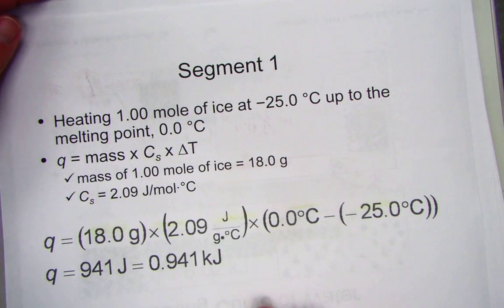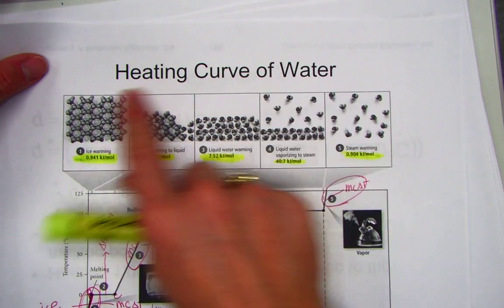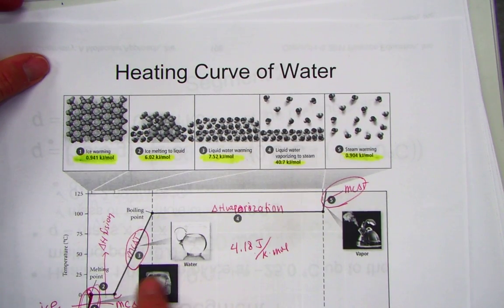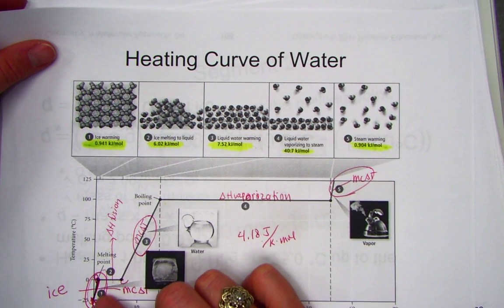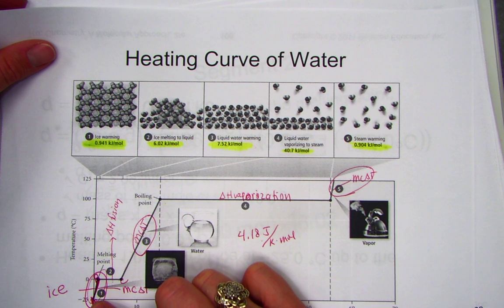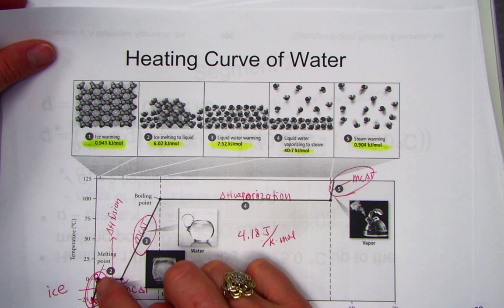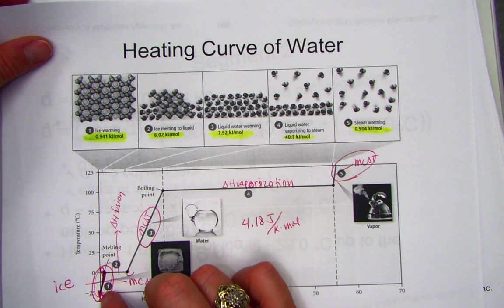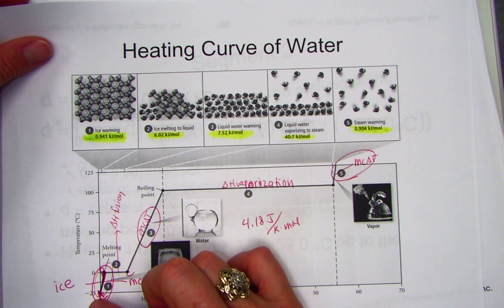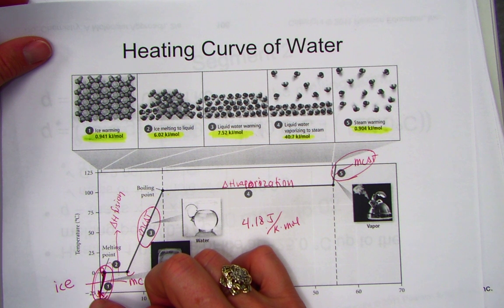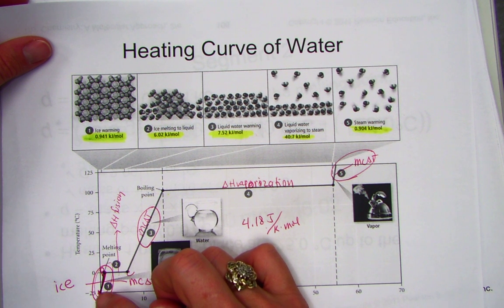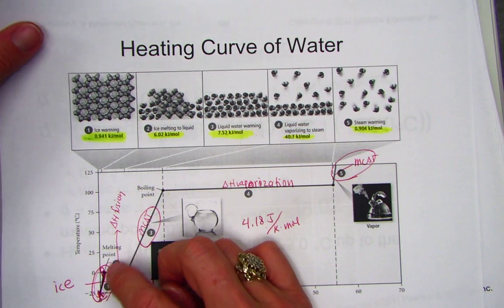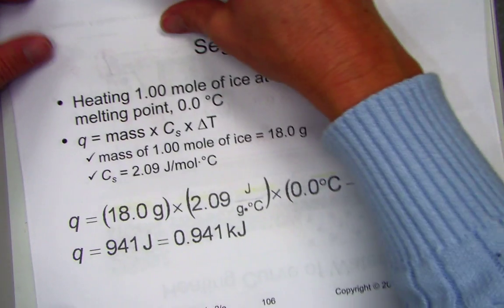Let's take a peek. You might want to keep this part handy because we're going to take one line segment at a time. Line segment 1 down here moves from negative 25 degrees to 0, because at 0 something magical happens with water: it melts. So I'm taking an ice cube at negative 25 and inputting energy, and all of that energy is used to warm it up from negative 25 to 0.